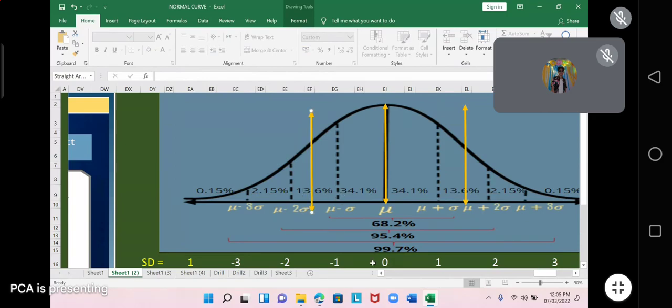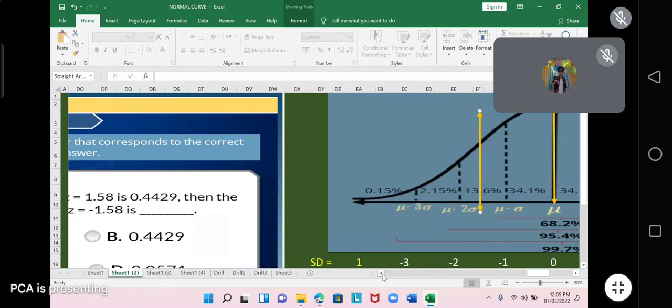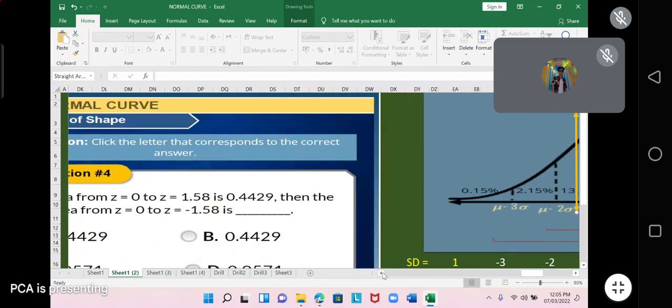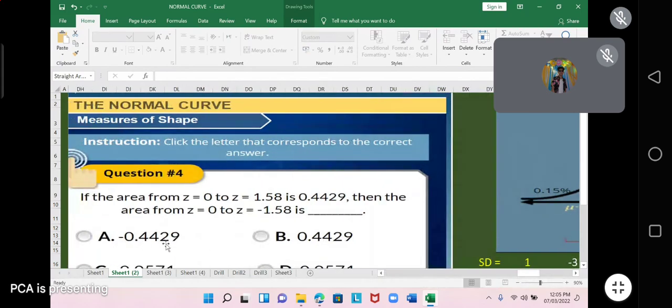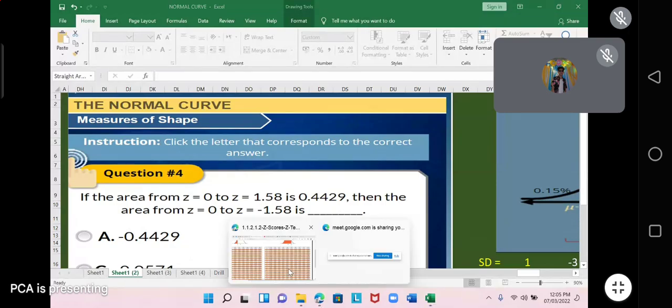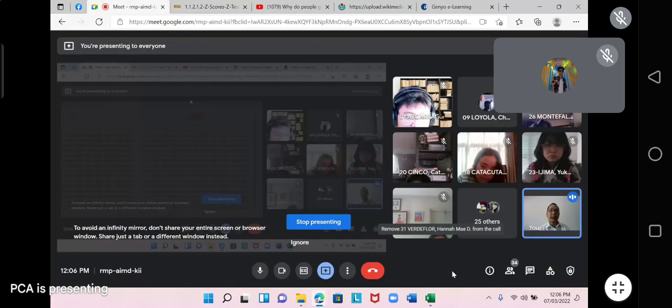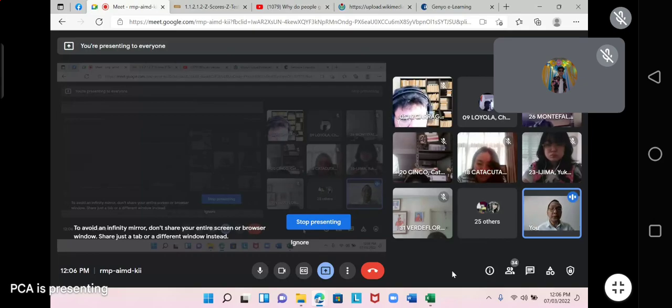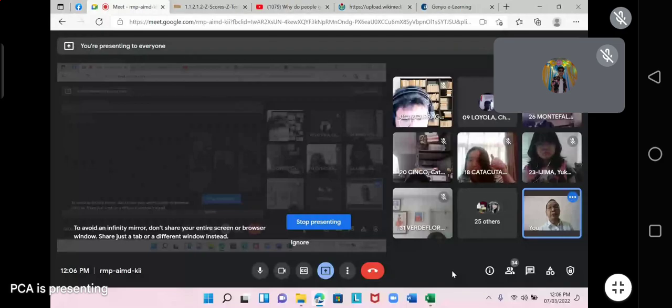But if it's on the left side, you do not answer me with a negative. It's deceiving, no? Other option, negative 0.4429 or 44.29%, letter A. Should that be your answer? No. You will be incorrect. Why? Because an area is a measurement. You do not give me a negative area. Did you get it? Thumbs up, everyone. So the answer in there is 0.4429.